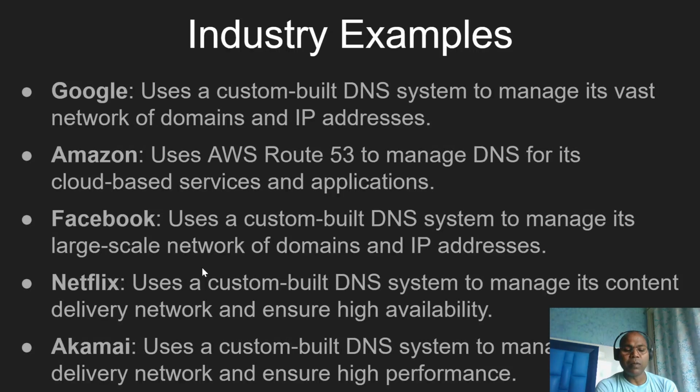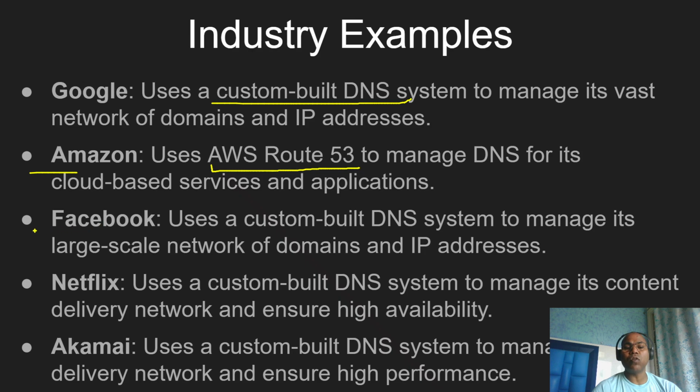Let's talk about Google. Google has a custom built-in DNS system to manage its vast network of domains and IP addresses. Amazon itself uses our own AWS Route 53 to manage the DNS for its cloud-based services. Notice the cloud-based services offer lots of devices. Whenever you are scaling your system, you have lots of independent entities, private instances, public instances, so lots of IP addresses associated. So our system must be able to find out the domain name with a particular IP address, where the call is going to be routed, right?